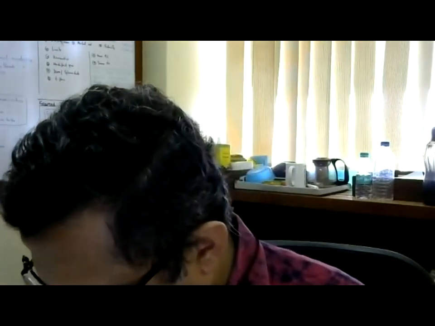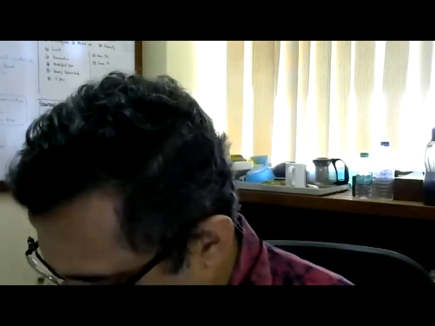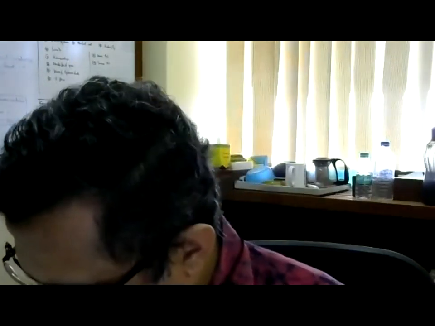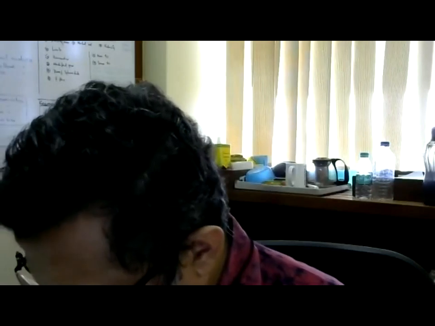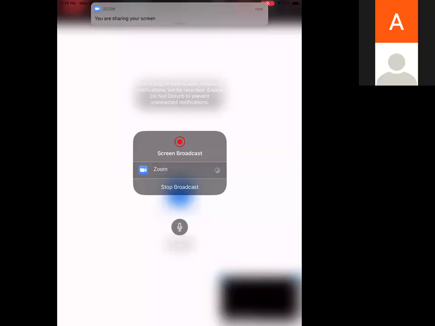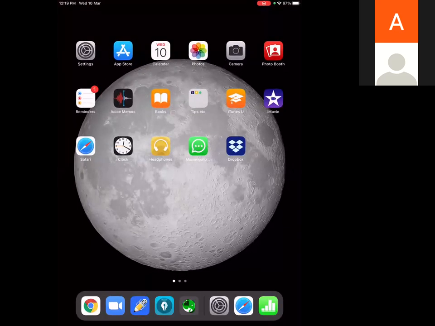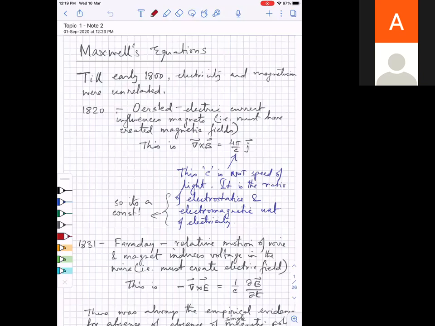So one of the problems is that a lot of the time this sharing just switches off. If I don't do anything on the screen, it switches off. Right.